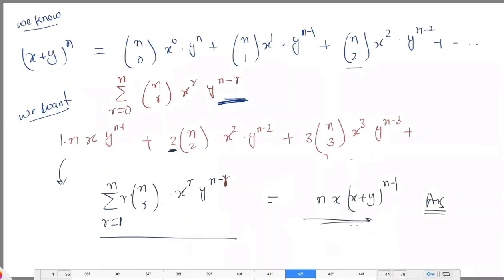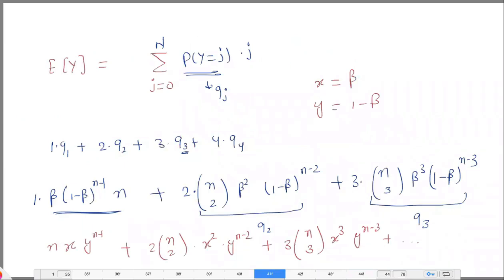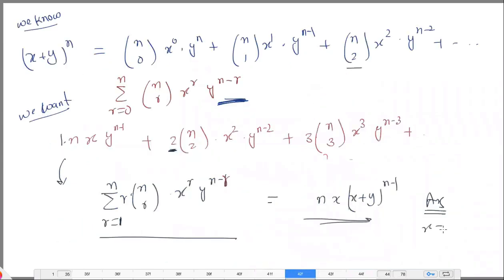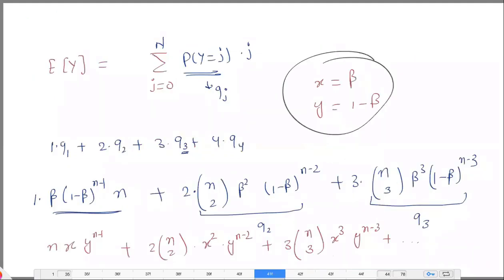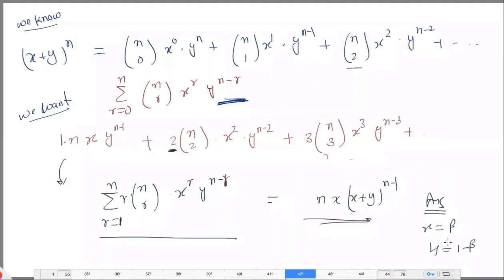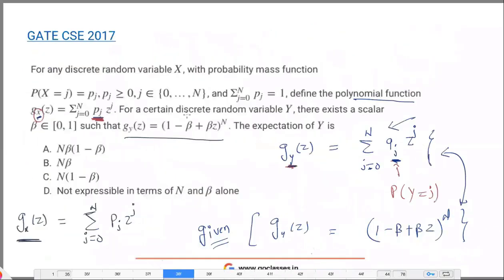Now x is beta, y is 1 minus beta, that we assumed. So x plus y will be 1, I think, right? So you can just say it is n into x, which is beta. So n into beta. N into beta is the answer. I think B should be the answer. Everyone got it?